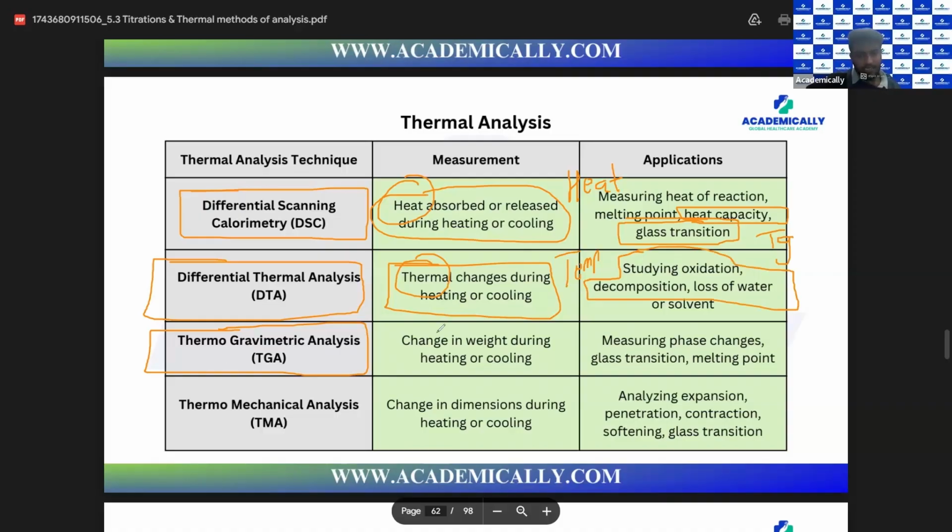Thermogravimetry analysis. Weight. Change in the weight. Change in the heat, change in the temperature, change in the weight. Again for melting point and glass transition temperature. Thermomechanical is not important, you can leave it. Just these three.